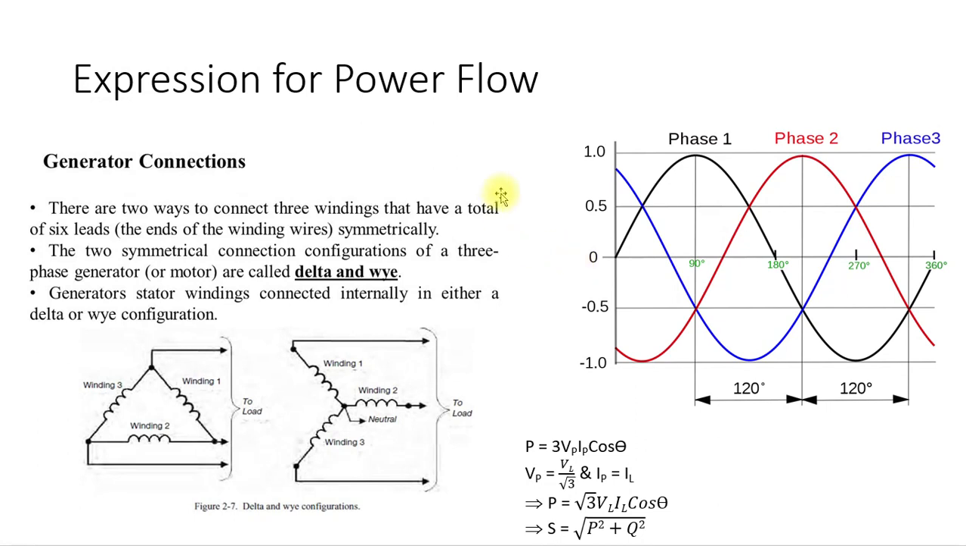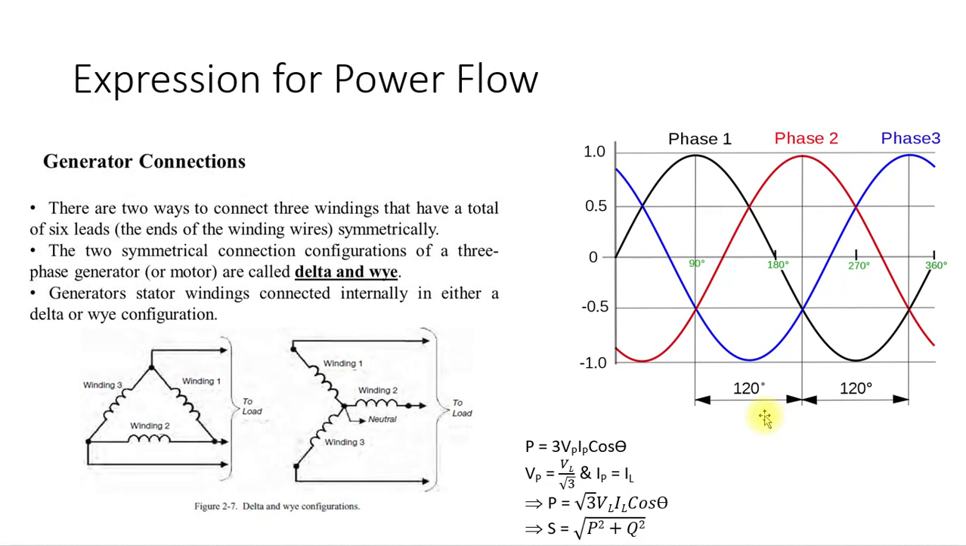In a balanced three-phase system, all the three phases have equal quantities. For instance, if we see this graph, phase 1, phase 2 and phase 3 at different times have the same magnitude, but they differ from each other by a certain angle. The angle difference from the peak of the first phase to the second phase is 120 degrees.